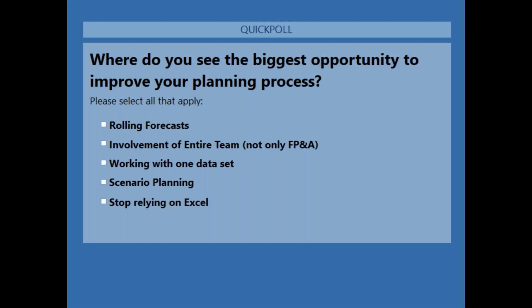And please answer. You can choose one of the options. It is implementing rolling forecasts, or maybe making sure the entire team is involved, working with one data set, or improving our scenario planning. And I do see rolling forecasts are really popular. It's already 80%, but just continue voting, and I will share with you the percentages in the end.